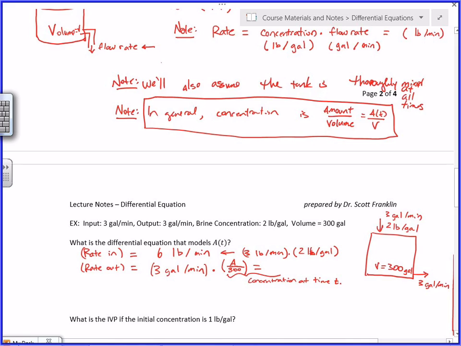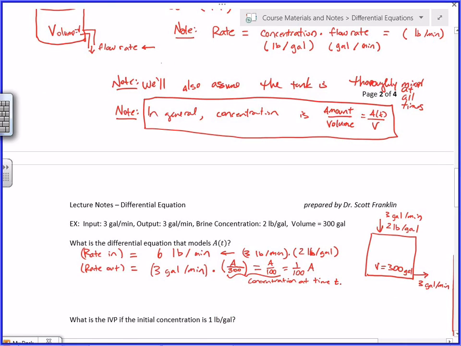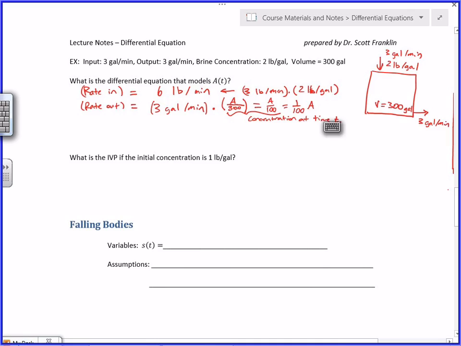That's the flow times the concentration of the salt, which is however much salt is in there divided by how much liquid is in there, divided by the volume, A over V. That gives me A over 100, or 1/100th times A. I just canceled the 3 with the 300. Is that A of t?